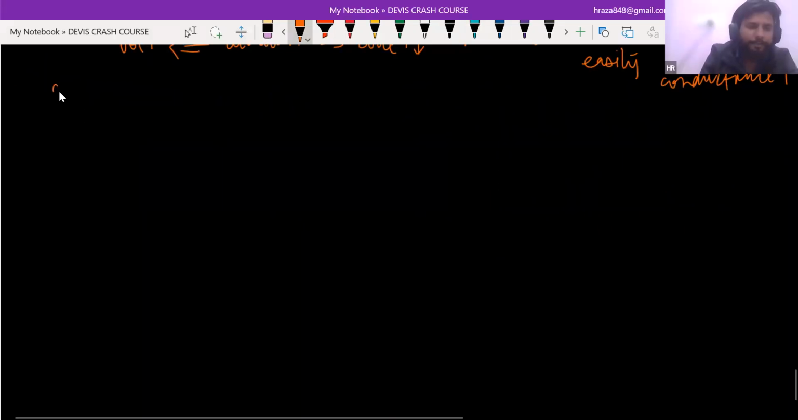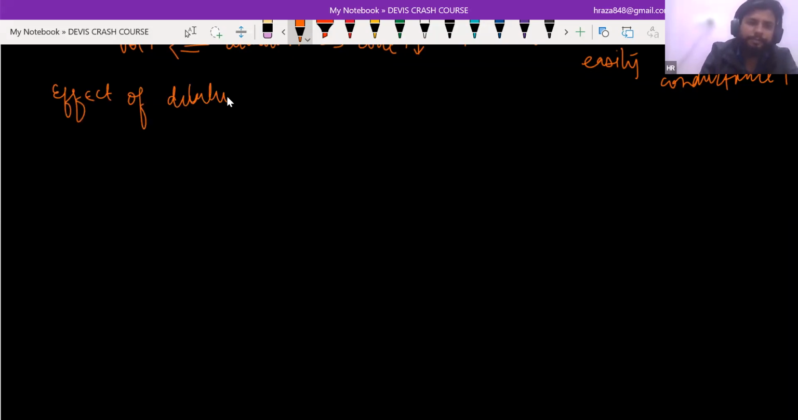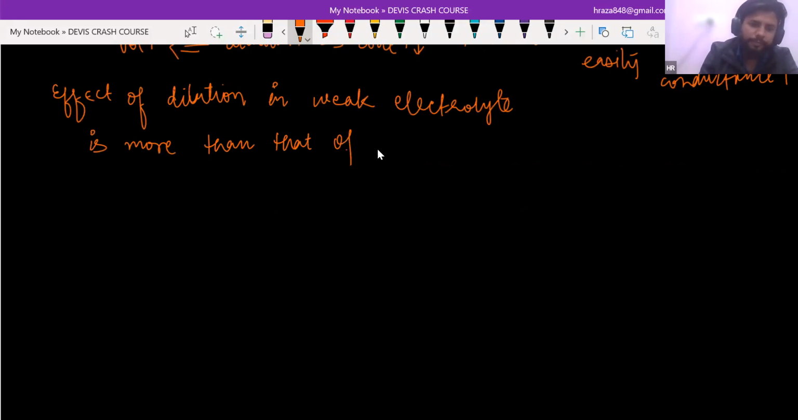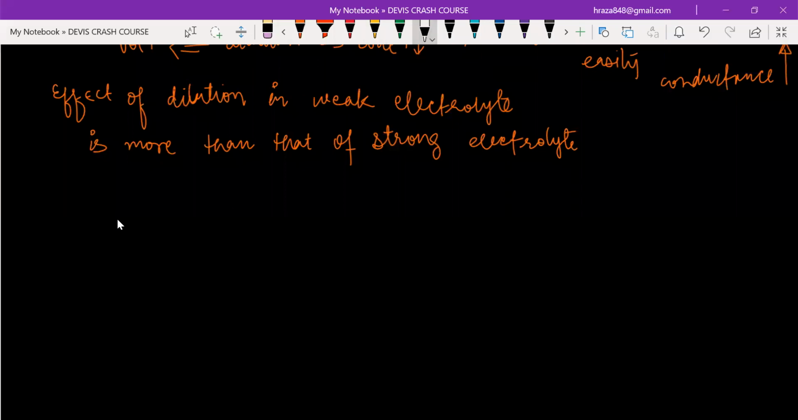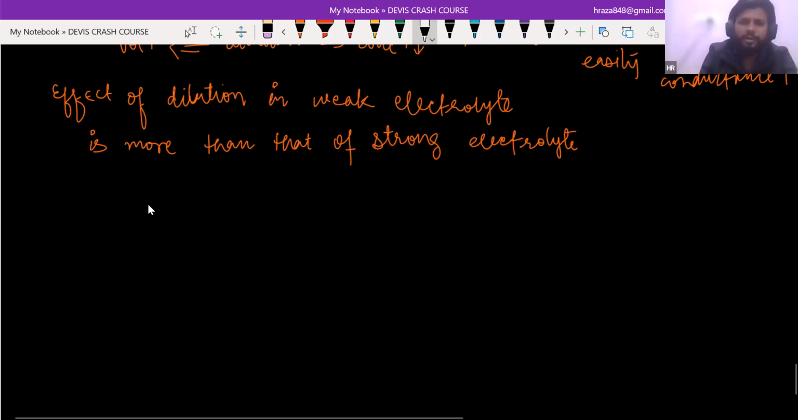I'm going to write a point. Effect of dilution in a weak electrolyte is more than that of a strong electrolyte. Got it? Okay. Now see, just take a screenshot. Can I change the slide?